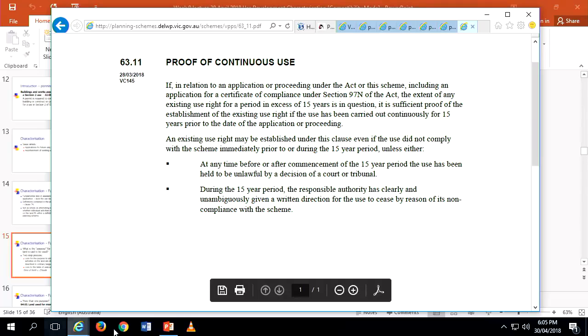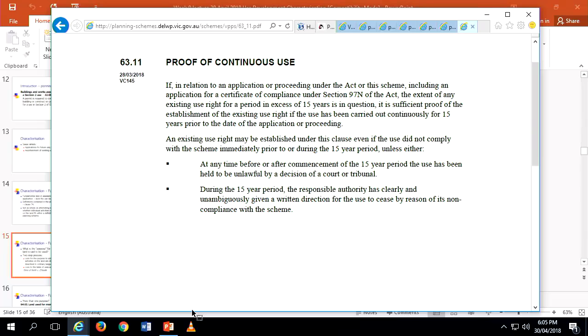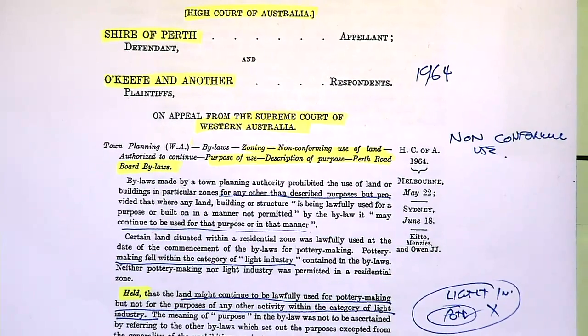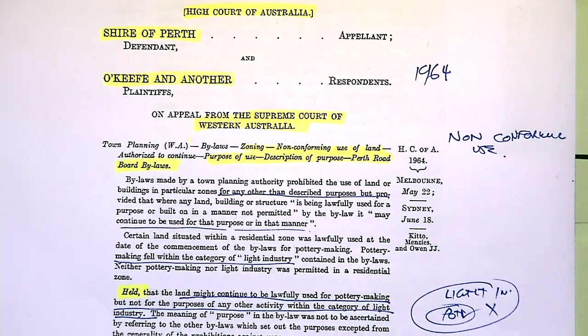So let's go back, and we'll have a break in about 10 minutes, to this. So this is one of the first cases that really set out some detail on what an existing use is and how you work out what it is, because there's some nuance there. It's not just the definition of the use in the zone or the planning scheme. That is too imprecise.